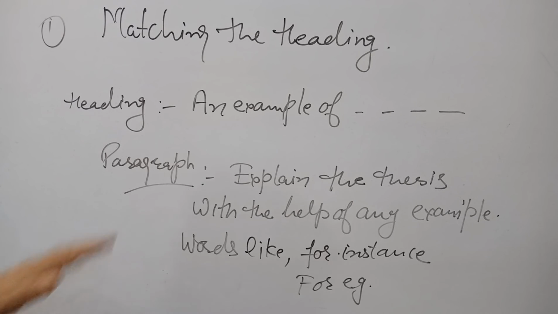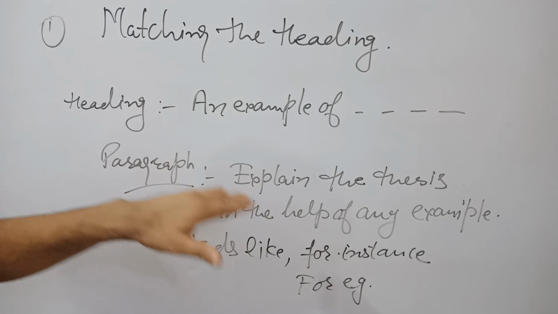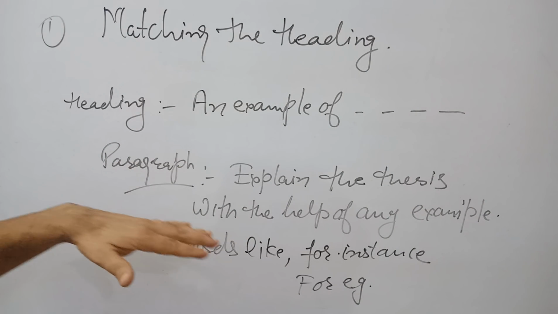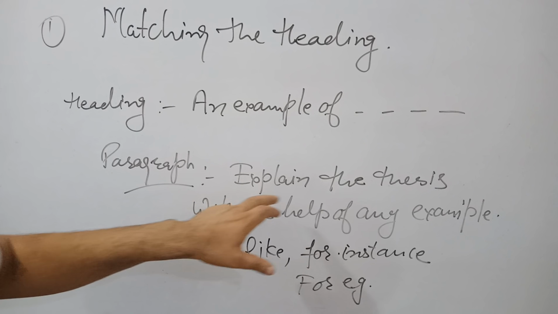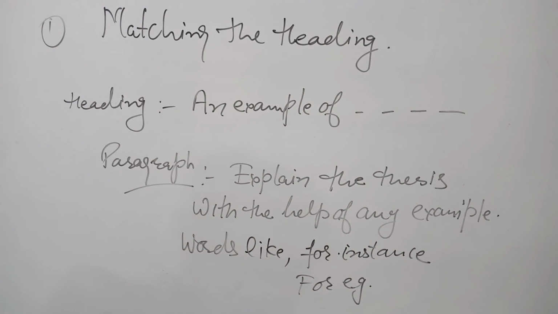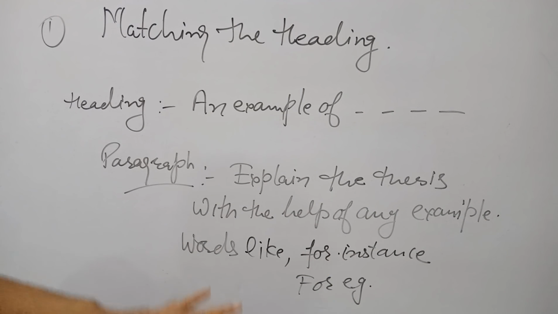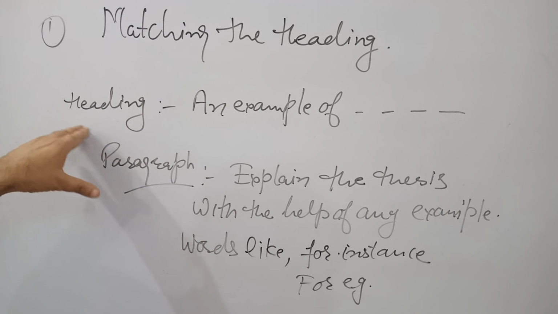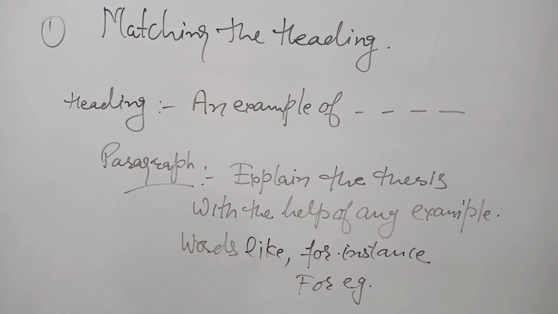If a heading has wording like an example of something, an example of a transportation system, an example of any method, then you will have to find the paragraph which contains an example of something. That paragraph will explain the thesis with the help of an example, and that paragraph will contain words like for instance or for example. Then without thinking much, you can match that paragraph with a heading like an example of something. So these are the shortcut techniques of doing matching the headings.